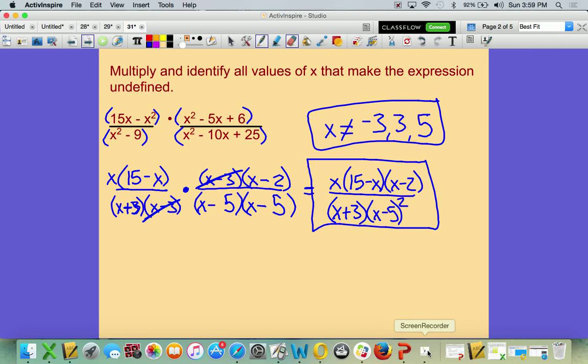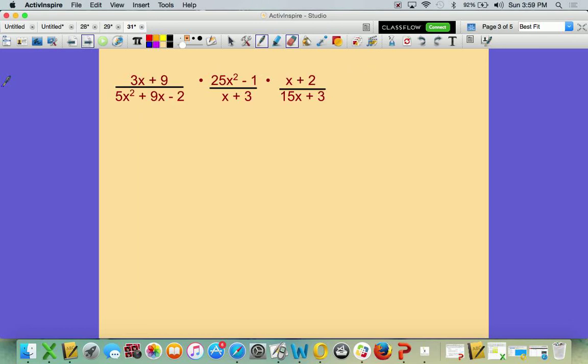In fact, most people would appreciate it if you just left it like this because this tells us way more than if you multiplied everything together. Alright, so just leave your fraction in factored form. That is plenty good enough for what we're doing here.